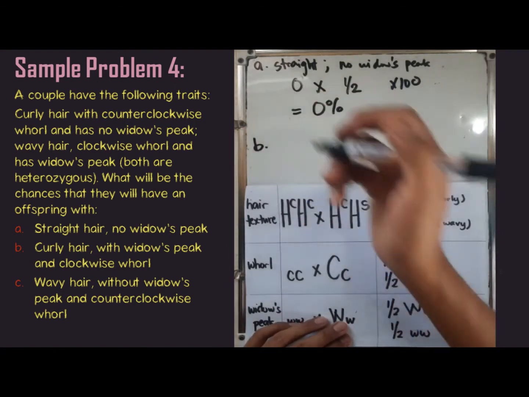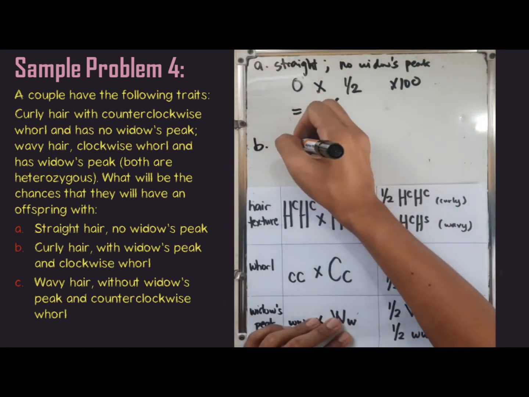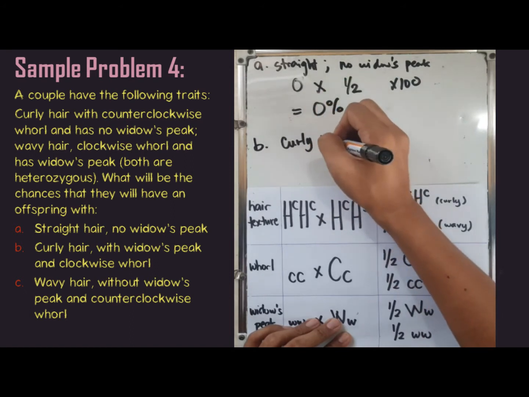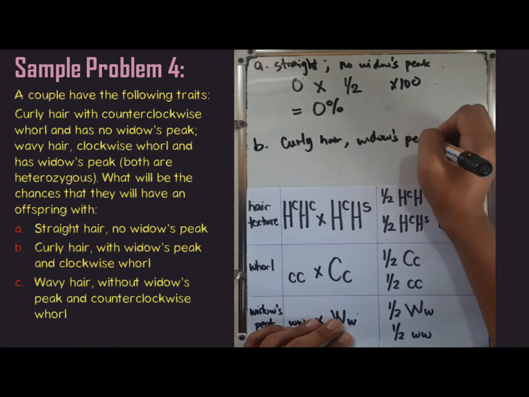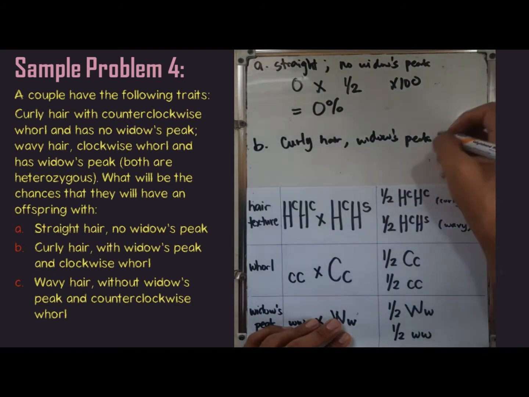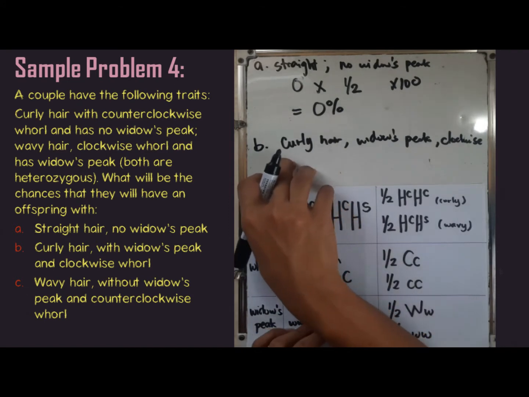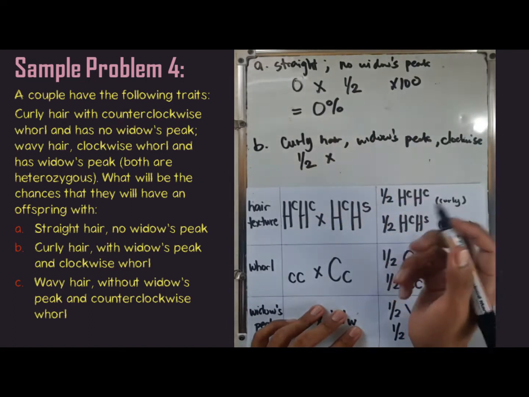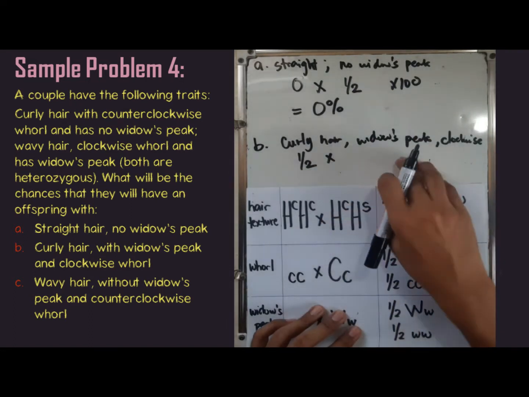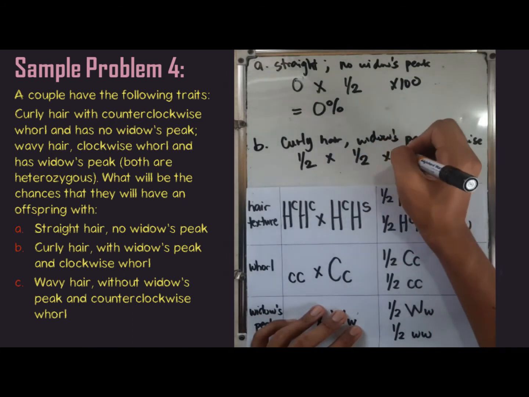Now, for letter B. For letter B, it states the presence of curly hair, then widow's peak, and lastly, the presence of clockwise whorl. Okay? So, the probability for the offspring to have curly hair is 1/2. Then the probability for it to have widow's peak is also 1/2. And for it to have a clockwise whorl, it is also 1/2.